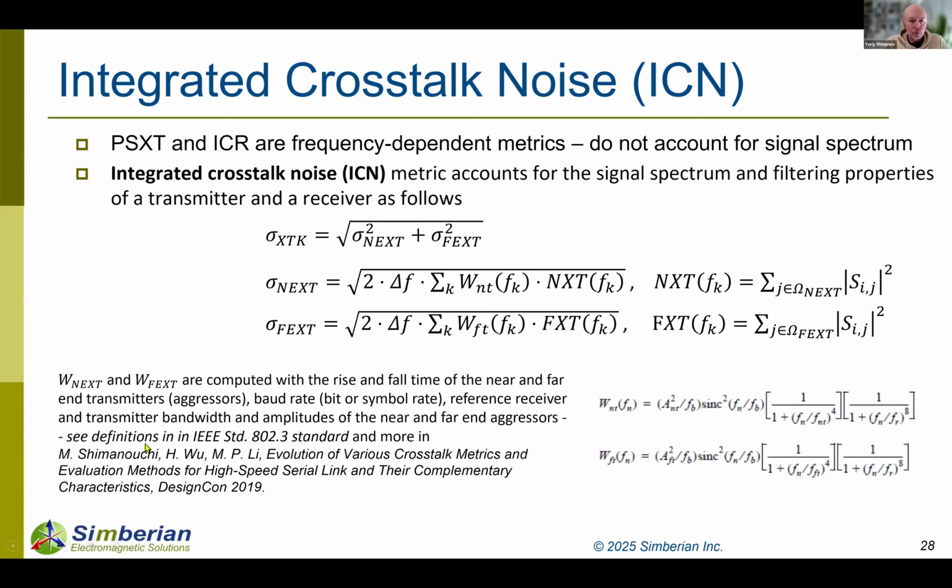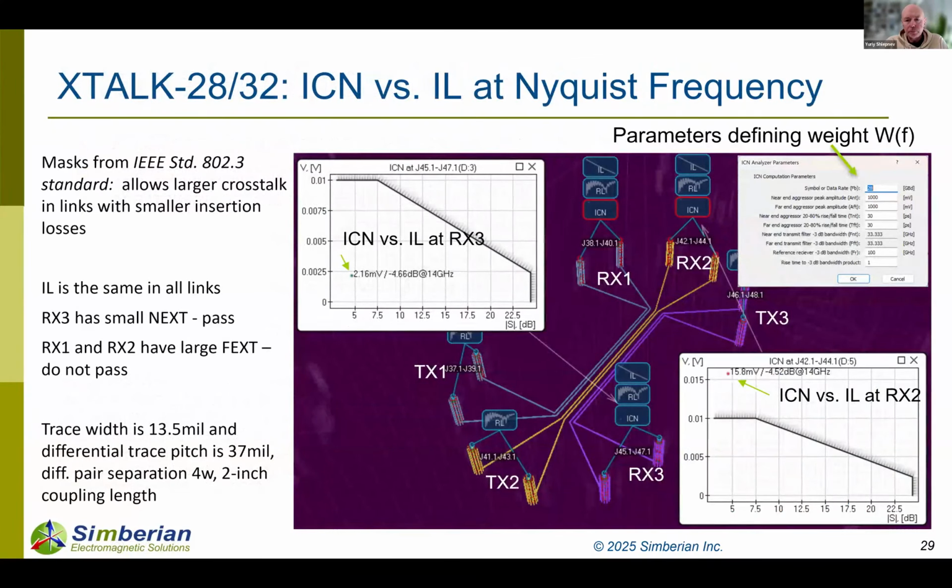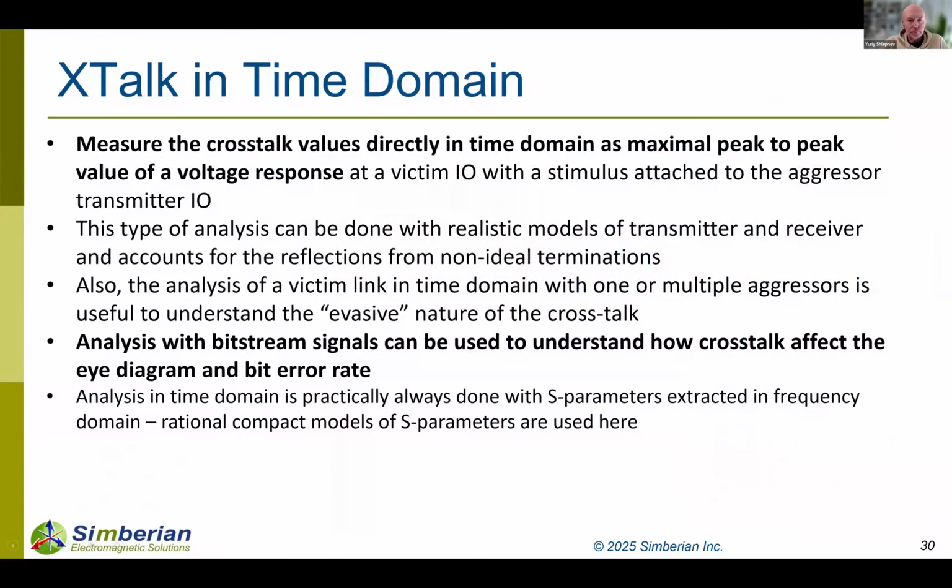If you need to read more, you can see the Shimanuchi paper, with the details, or some standard documentation. It is usually plotted as integrated crosstalk noise voltage value versus insertion loss, and the mask may look like this. So the higher the insertion loss, the smaller the ICN you must have. That's basically the physics of this.